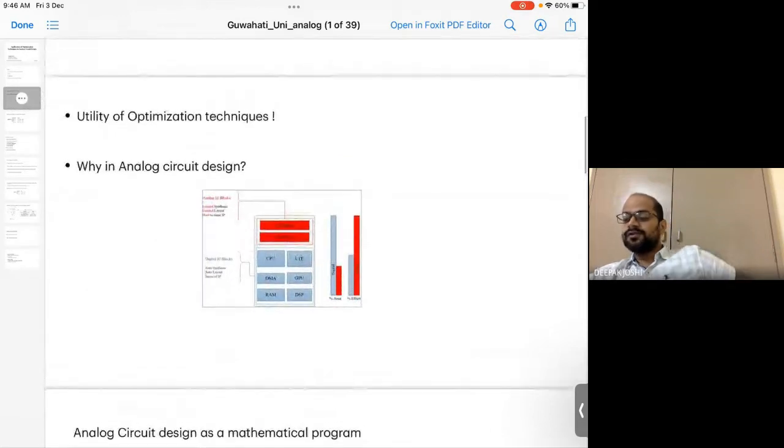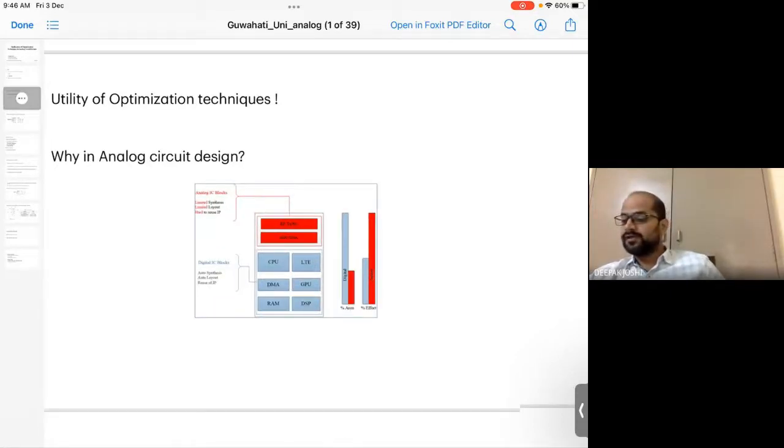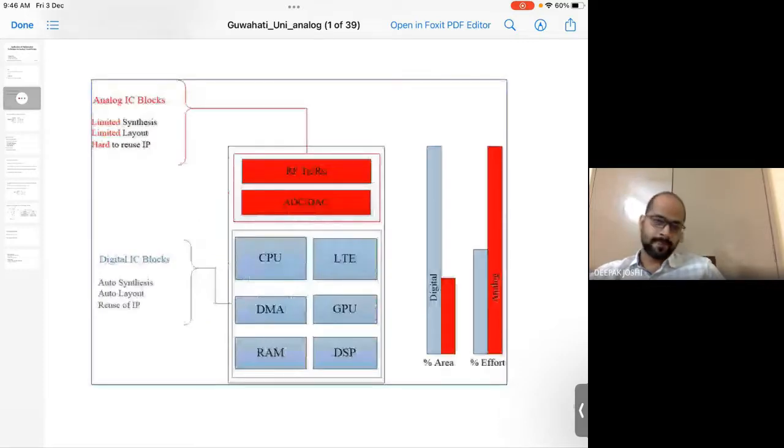Okay, so the utility of optimization techniques is quite clear: by using these techniques, we can get some direction on which way we have to work in order to design the circuit. So why analog circuit design? Why is analog circuit design actually so important?